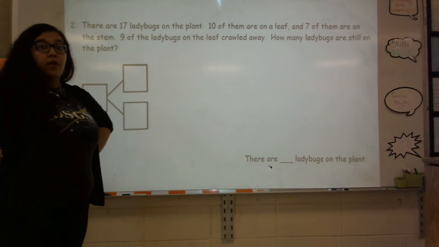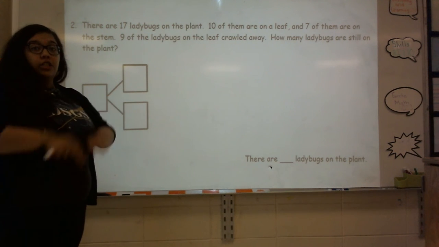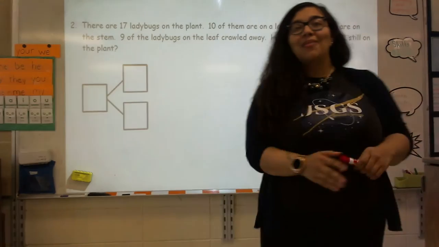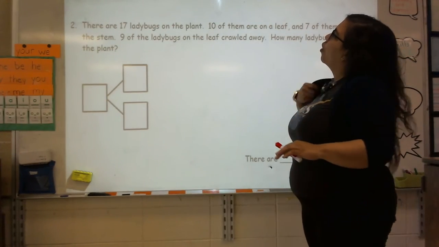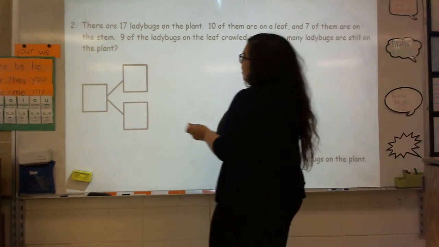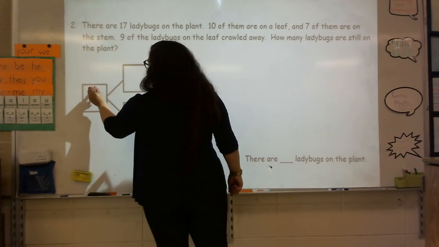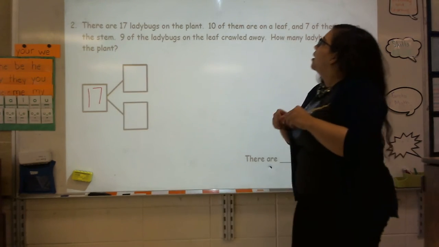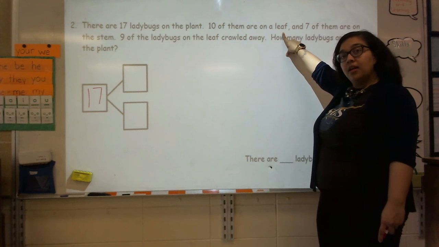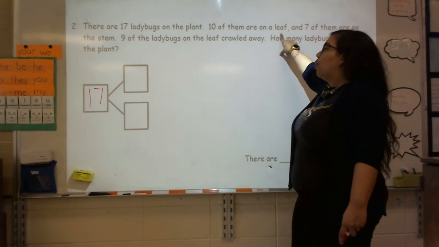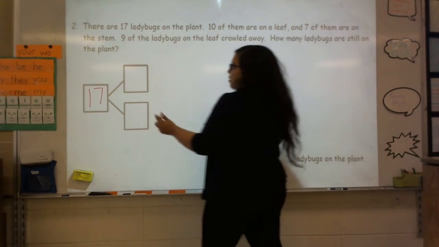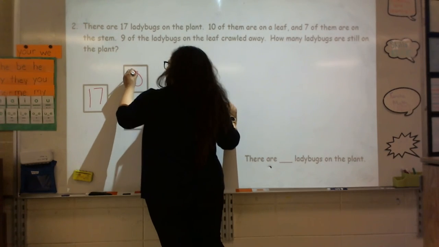Okay, let's start. Remember, word problem, subtraction. Subtraction starts with the whole. Now tell me, how many ladybugs were on the plant to begin with? 17. Good. 17 represents our whole. Okay, let's keep reading. 10 of them are on a leaf. So that means 10 is our first part. 10 ladybugs on a leaf.